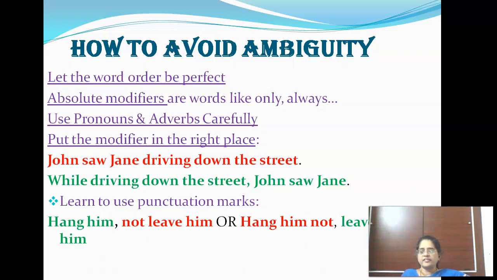Now what about the modifier? There is an example that is given. The sentence which is given in the red and the one in the green. Look at the ambiguity in the sentence that is given in the red. John saw Jane driving down the street. How do you refine this and see to it that there is no ambiguity? Look at the line. While driving down the street, John saw Jane. So there is clarity.